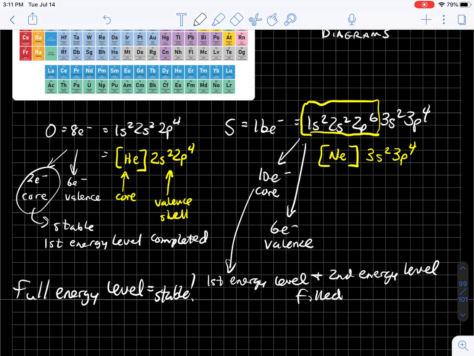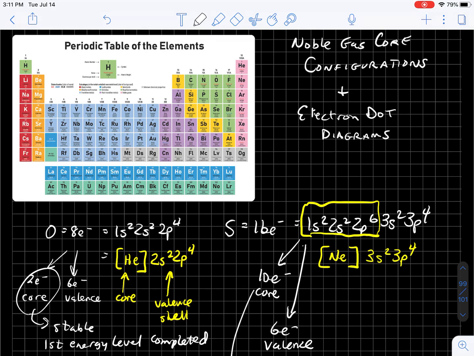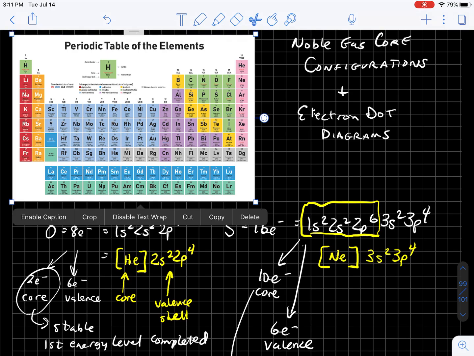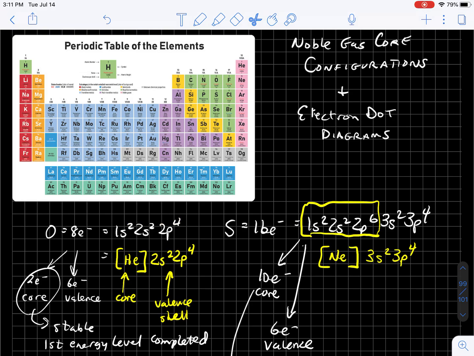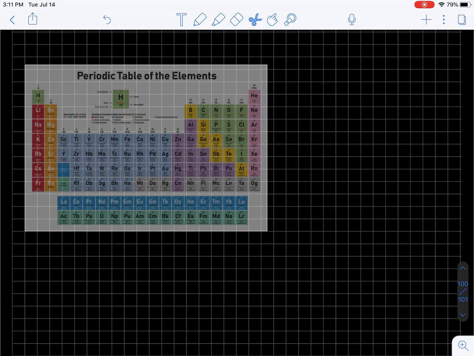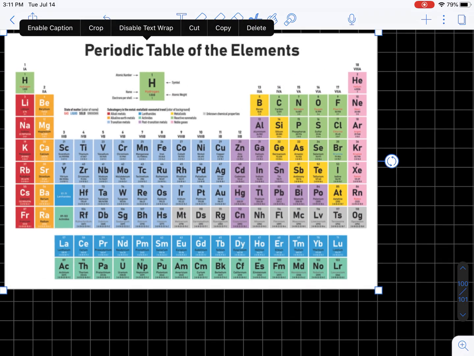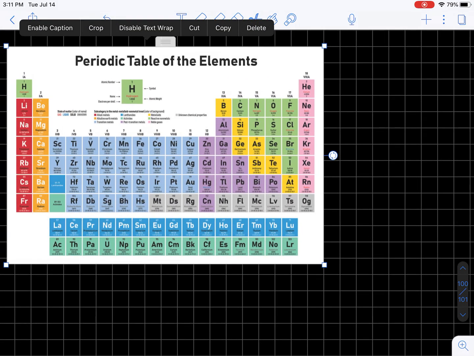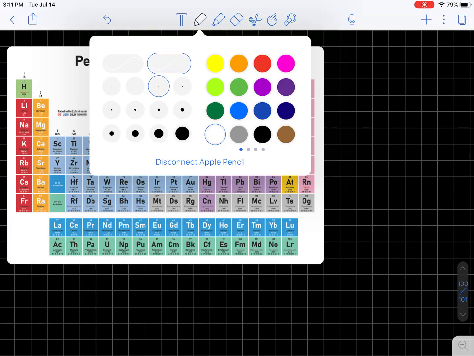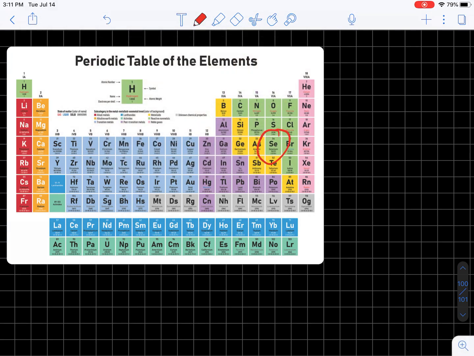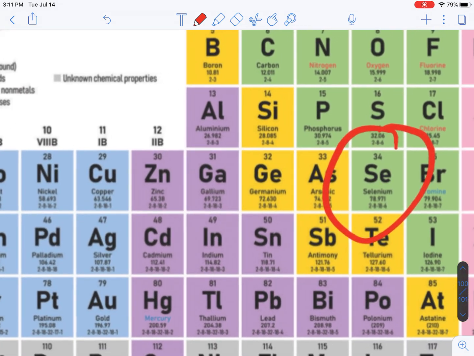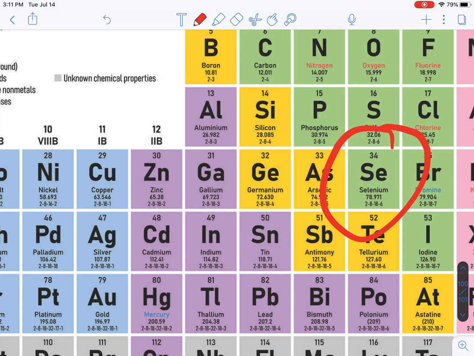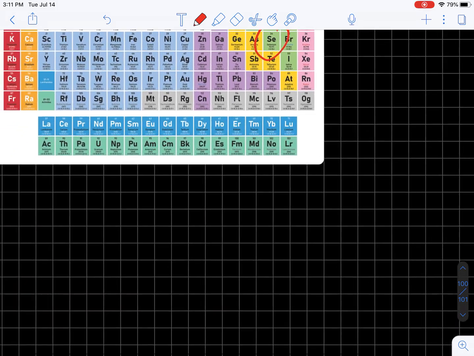Okay, so how do you do that using the periodic table? Glad you asked. We want to be able to do this quickly. Now, one way you can write the core is to go through and write out the whole configuration and then find your full energy levels. But I like to use the periodic table, but we'll do it the long way first. Suppose we have selenium, right there on the periodic table. Element number 34, so it's got 34 electrons when it's neutral.